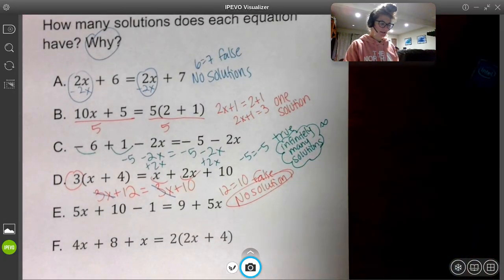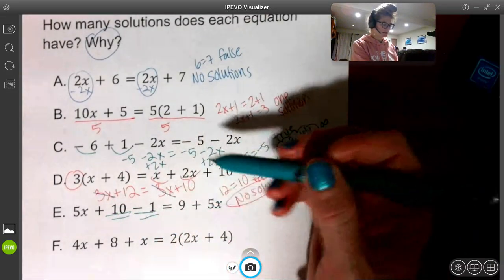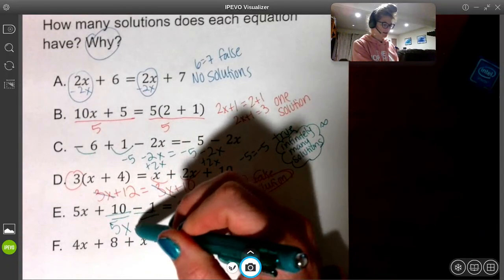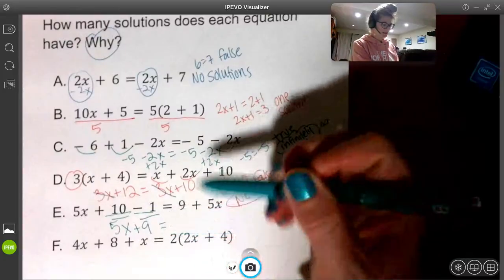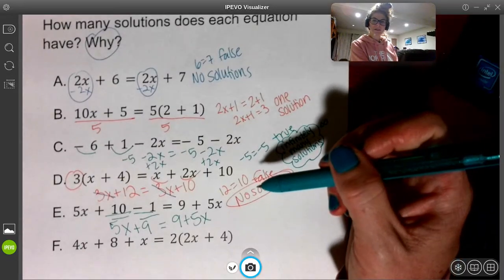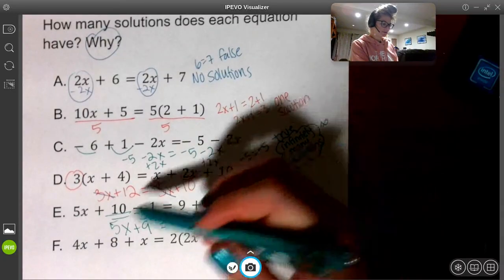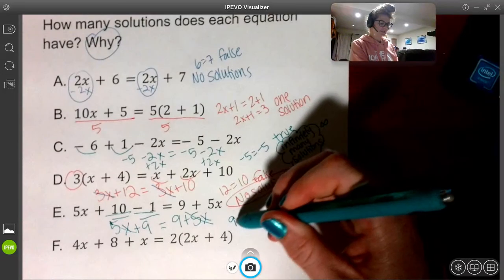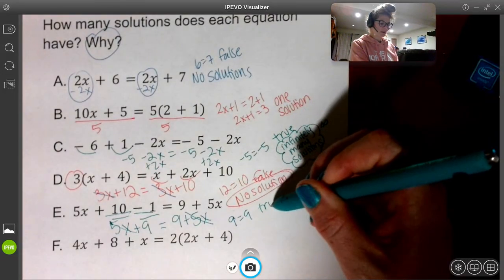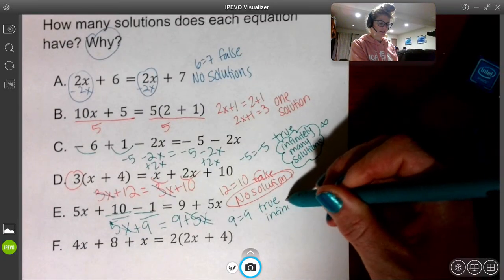Taking a look at E, again, I'm just going to simplify, combining my like terms. I have 5x plus 9 is equal, on the other side, 9 plus 5x. Maybe you notice with the commutative property of addition, these are exactly the same, or you didn't and you subtracted 5x on both sides and you got 9 equals 9, which is true, which tells you that this is infinitely many solutions.